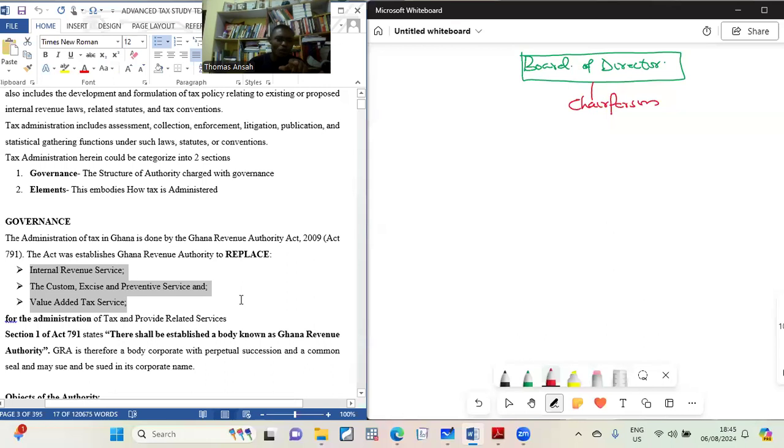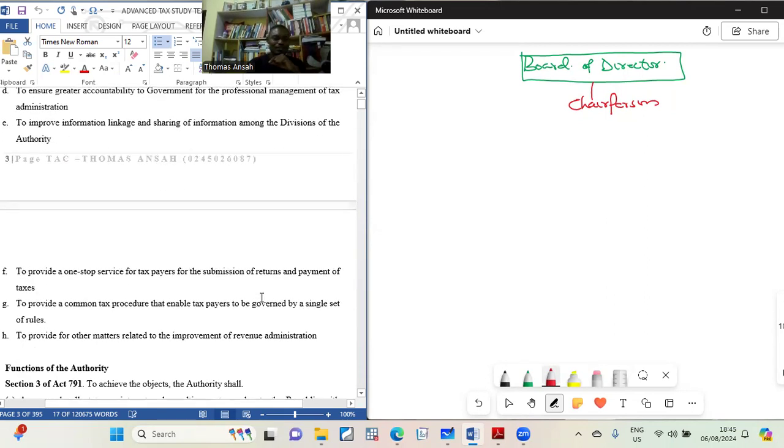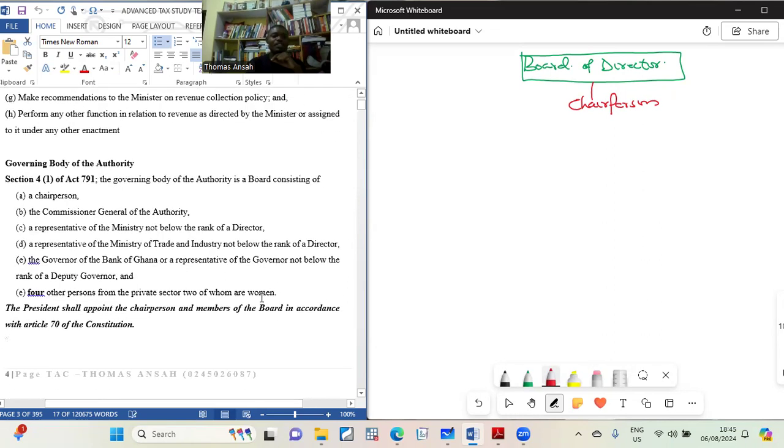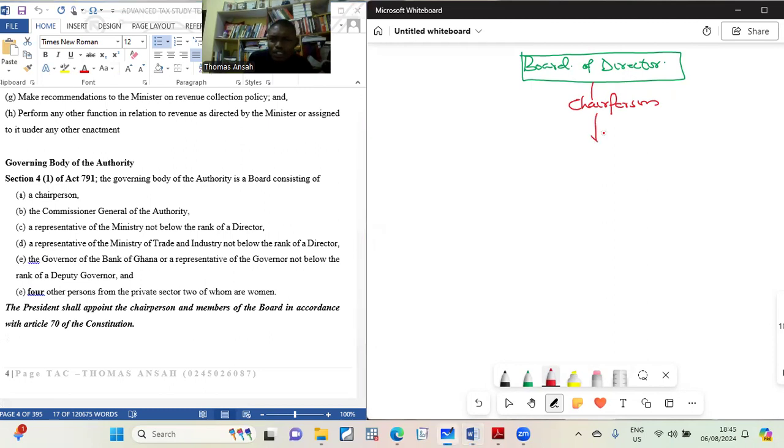Now, in this earlier one, we will have the board chairperson. Then we will have commissioner generals for the 3 departments, all the 3 divisions. But the president was like, why should we have commissioner generals for the 3 divisions? No, we will just have 1 commissioner general. So he chalked off 2 from the 11. So now we are left with 9.